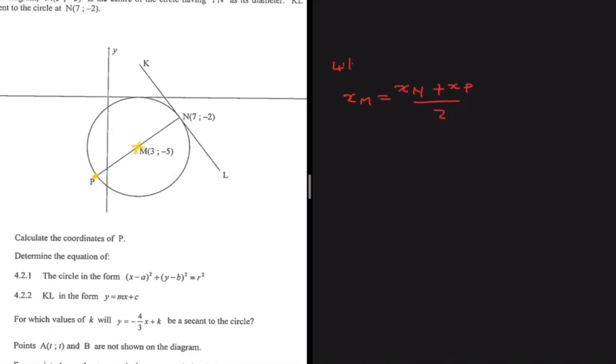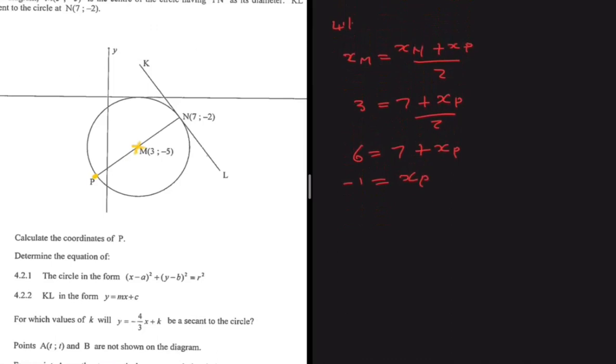If we substitute the corresponding values now, we're gonna get 3 being equal to x of N, which is 7, plus x of P divided by 2. So if we cross multiply here, we're gonna get 6 being equal to 7 plus x of P. So minus 1 is equal to x of P, right? We can see that.